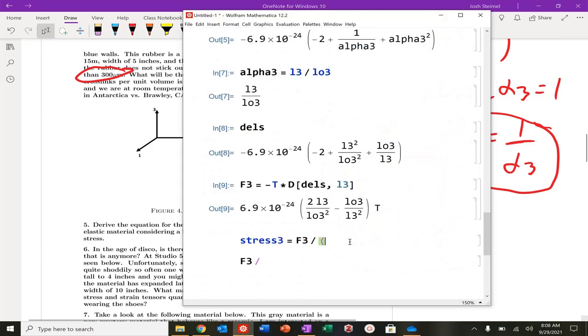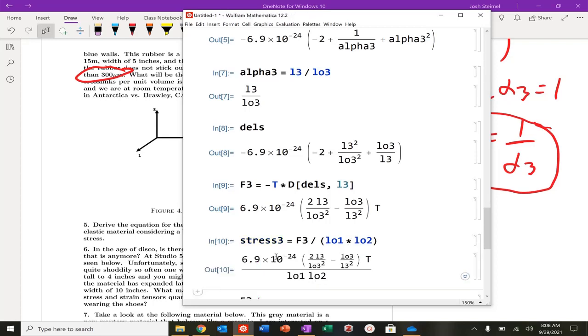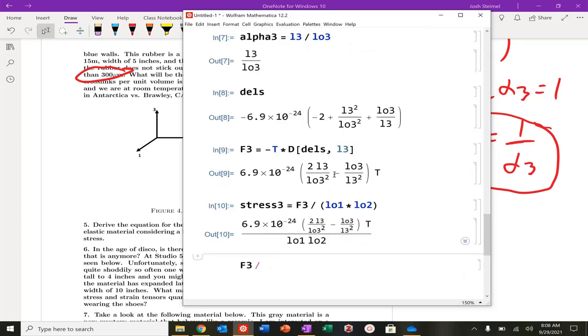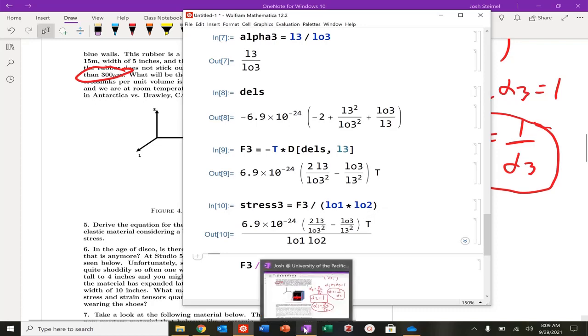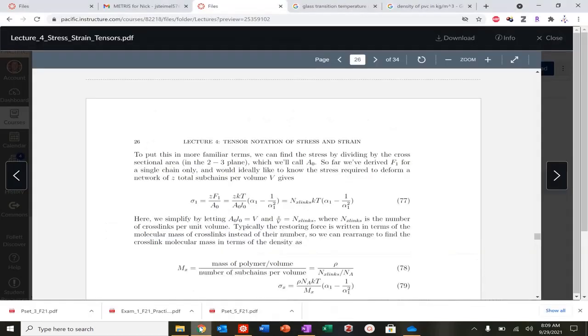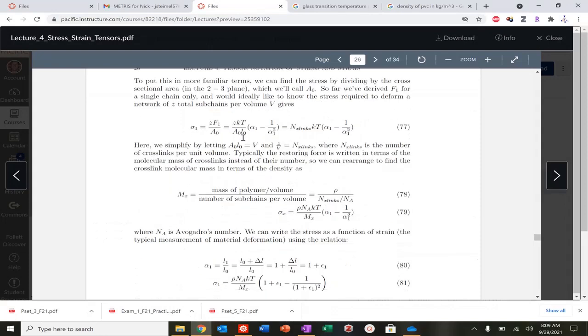So I'm looking and pulling out L naught 1 times L naught 2. So that's my stress in the 3. Now you could also see I could pull out this L naught 3 here. So I could actually divide this out, or pull out that, and I could get essentially the volume. So if I make some changes to this expression, I could get the number of crossings per volume, because the volume is just going to be L naught 1, L naught 2, L naught 3.